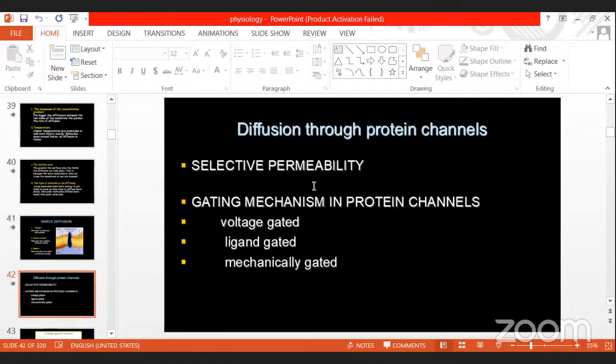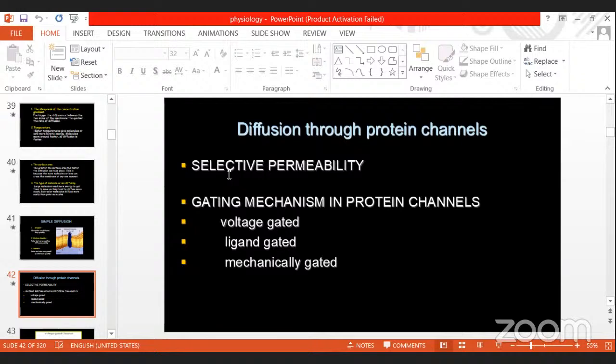The first one is simple diffusion. Now we have to see diffusion through the protein channel, which depends on the selective permeability of the cell membrane. If the cell membrane allows it, then only will it pass through.